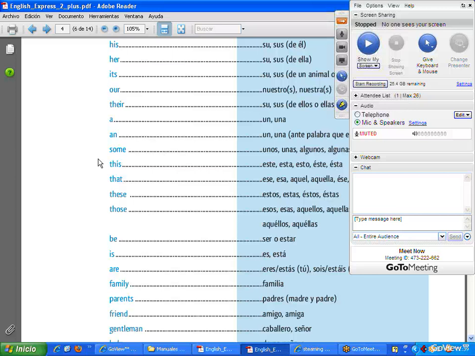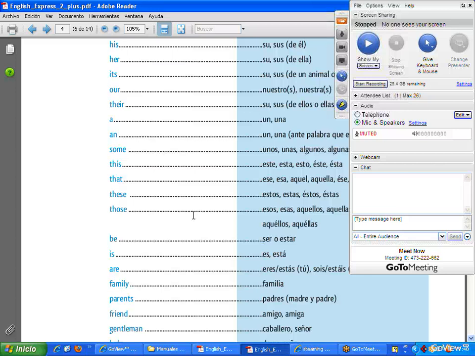Then we have this, that, these, and those. And these are determiners. These are a form of pronoun. We'll look at those in a minute. Then we have be, the verb to be. With an infinitive, we say to be. Ser or estar. Here are two examples, is and are. These are forms of the verb to be. We'll look at these.